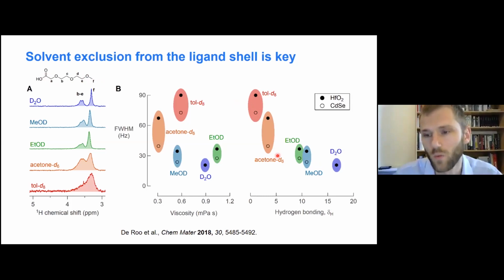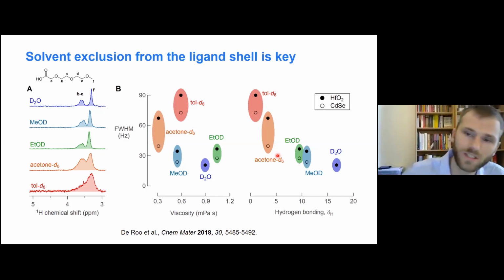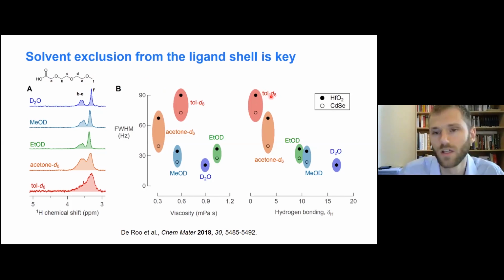So from this, we concluded that the NMR line width of a bound ligand depends on the solvation of the ligand shell. When a certain ligand is very well solvated, it is completely surrounded by solvent. That means it has a uniform environment, and thus there is limited heterogeneous broadening. But when solvent is excluded from the ligand shell, for example here in toluene, which does not interact really well with this chain, in that case, all the chains come together and interact with each other, and then they don't have a uniform environment, leading to heterogeneous broadening.